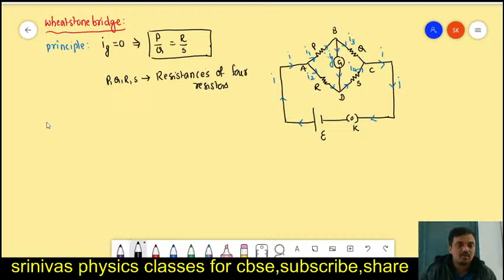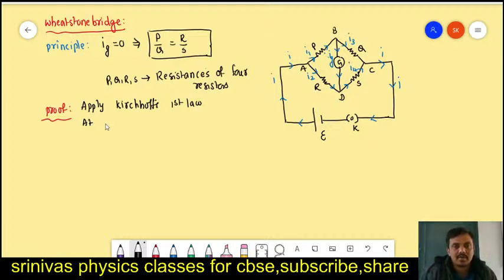We have to go for the proof of this one. For the purpose, it was very simple to prove it. First apply the junction rule. Apply Kirchhoff's first rule, Kirchhoff current rule, Kirchhoff's first law means junction law. Okay, apply Kirchhoff first law.